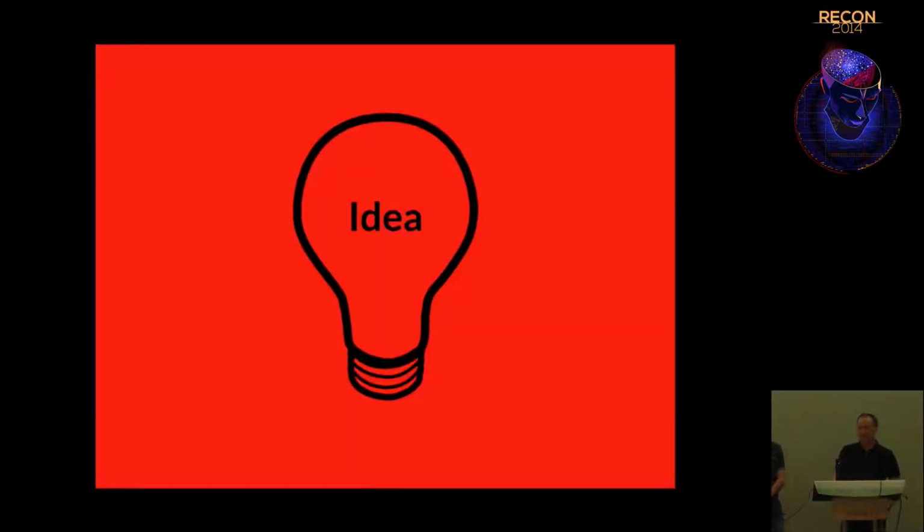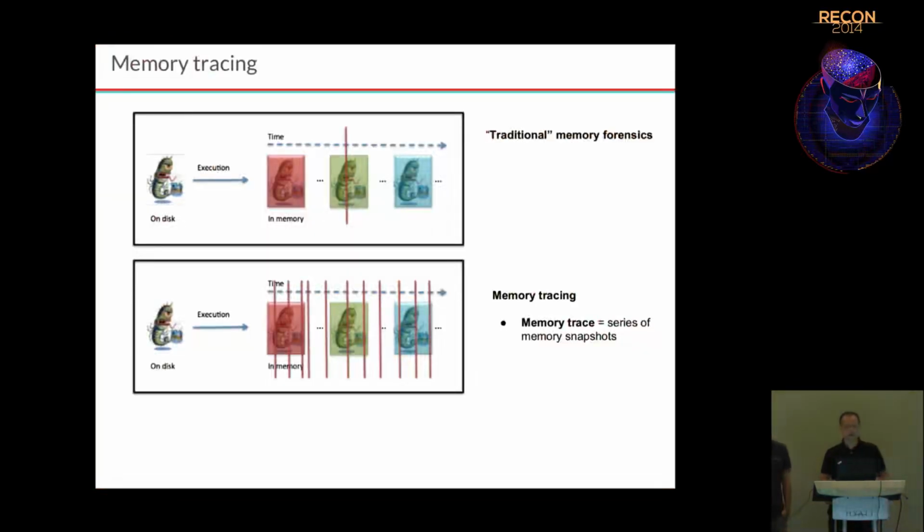Let us first start by introducing the idea of memory tracing, and then go into details later. It's a memory analysis technique, so let's start with what we would call traditional memory forensics, which you see in the upper half of this slide. In traditional memory forensics, you have a piece of, let's say, malware or executable running on a system. Then it's in memory and keeps changing its data or code. And at a certain moment in time, you're going to take a memory snapshot, which is shown here by this red bar. Okay? And then you go on using tools like Volatility and other tools to analyze what's going on.